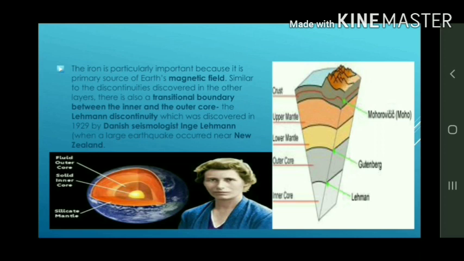The iron is particularly important because it is the primary source of Earth's magnetic field. Similar to the discontinuities discovered in the outer layers, there is also a transitional boundary between the inner and the outer core. The Lehmann discontinuity was discovered by Danish seismologist Inge Lehmann in 1929, when a large earthquake occurred near New Zealand.